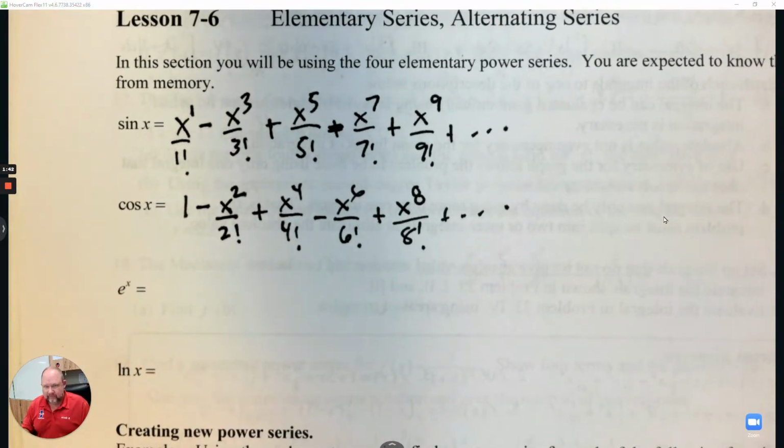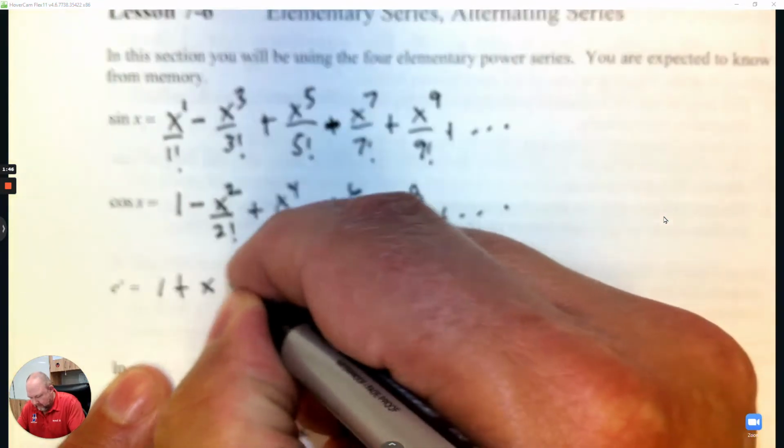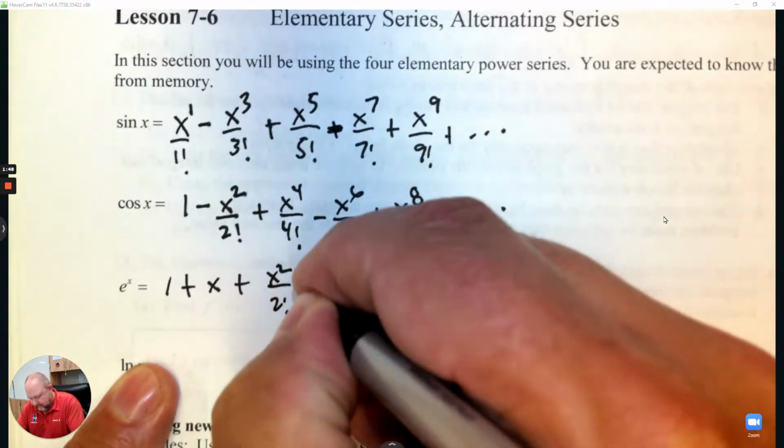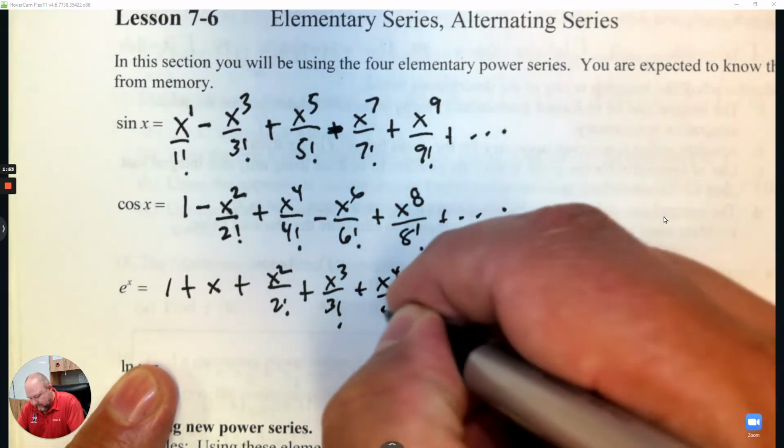E to the x, we did this one. This one has the factorial again, all positive. I think this will be the easiest one to remember in terms of the pattern of it.